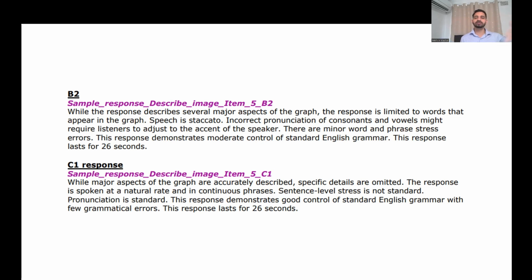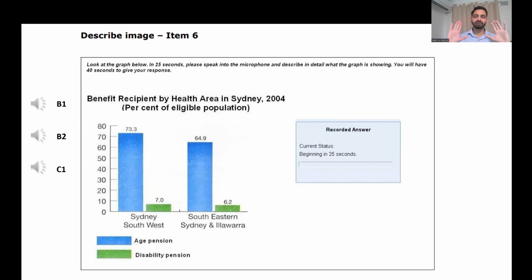So if you get a really, really hard one, don't think that you're the only one who is going to have difficulty doing that. There will be other students that will have the same amount of difficulty, and you can still score C1 with that level of response, only 26 seconds, and you still get C1. Okay. Last one, I want you to pause, 25 seconds for planning.